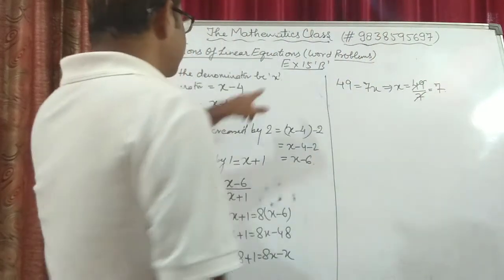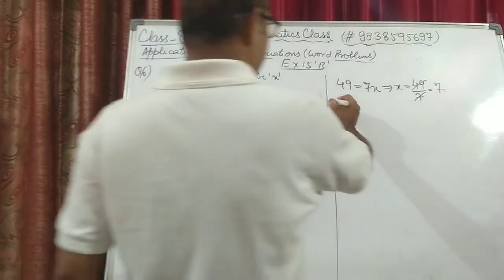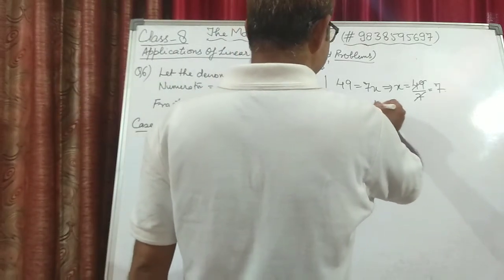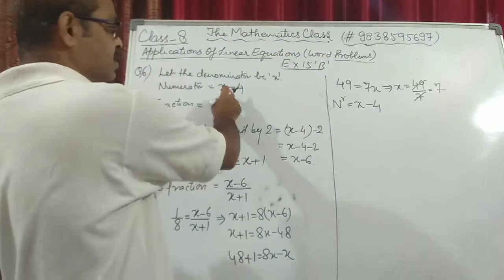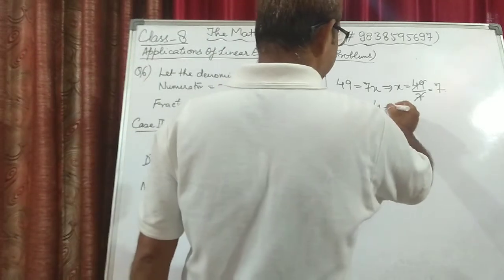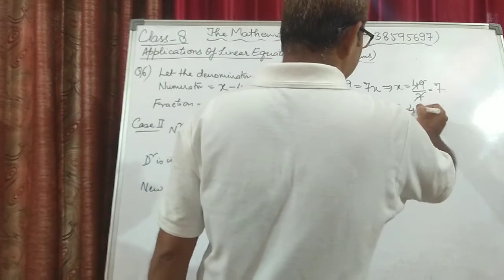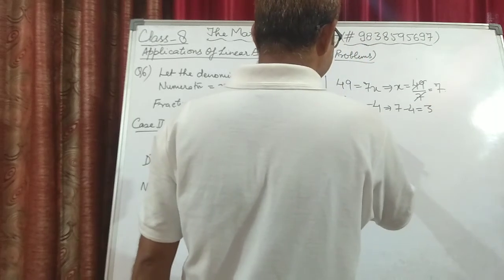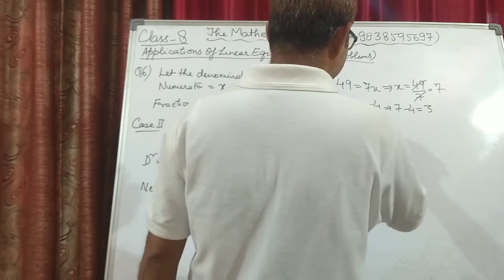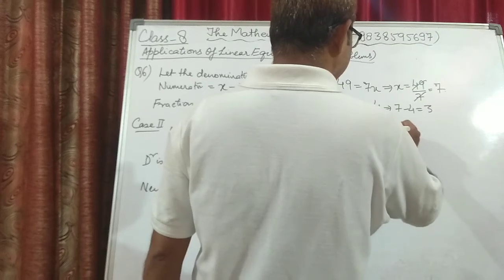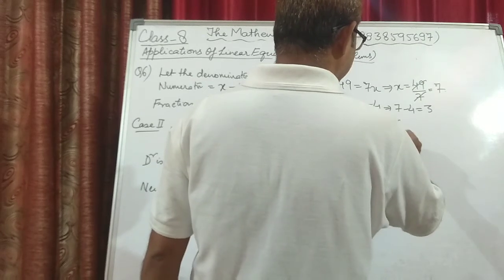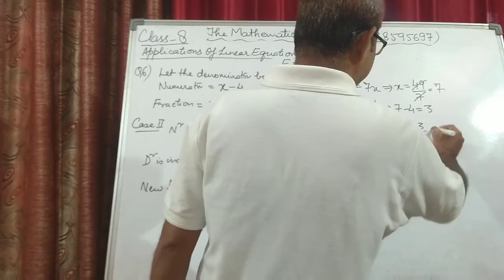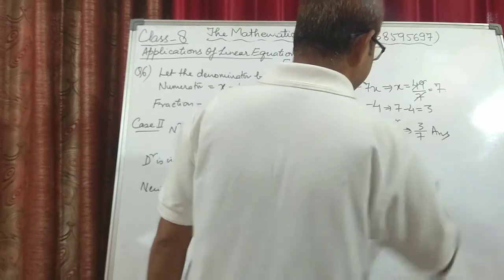This is the denominator. Denominator is 7. So what can we say about the numerator? Numerator was x minus 4. You can see the numerator was given as x minus 4. It means that the numerator is 7 minus 4. So it becomes 3. So the fraction originally was numerator upon denominator. So numerator is 3 and denominator is 7. So that is the final value.